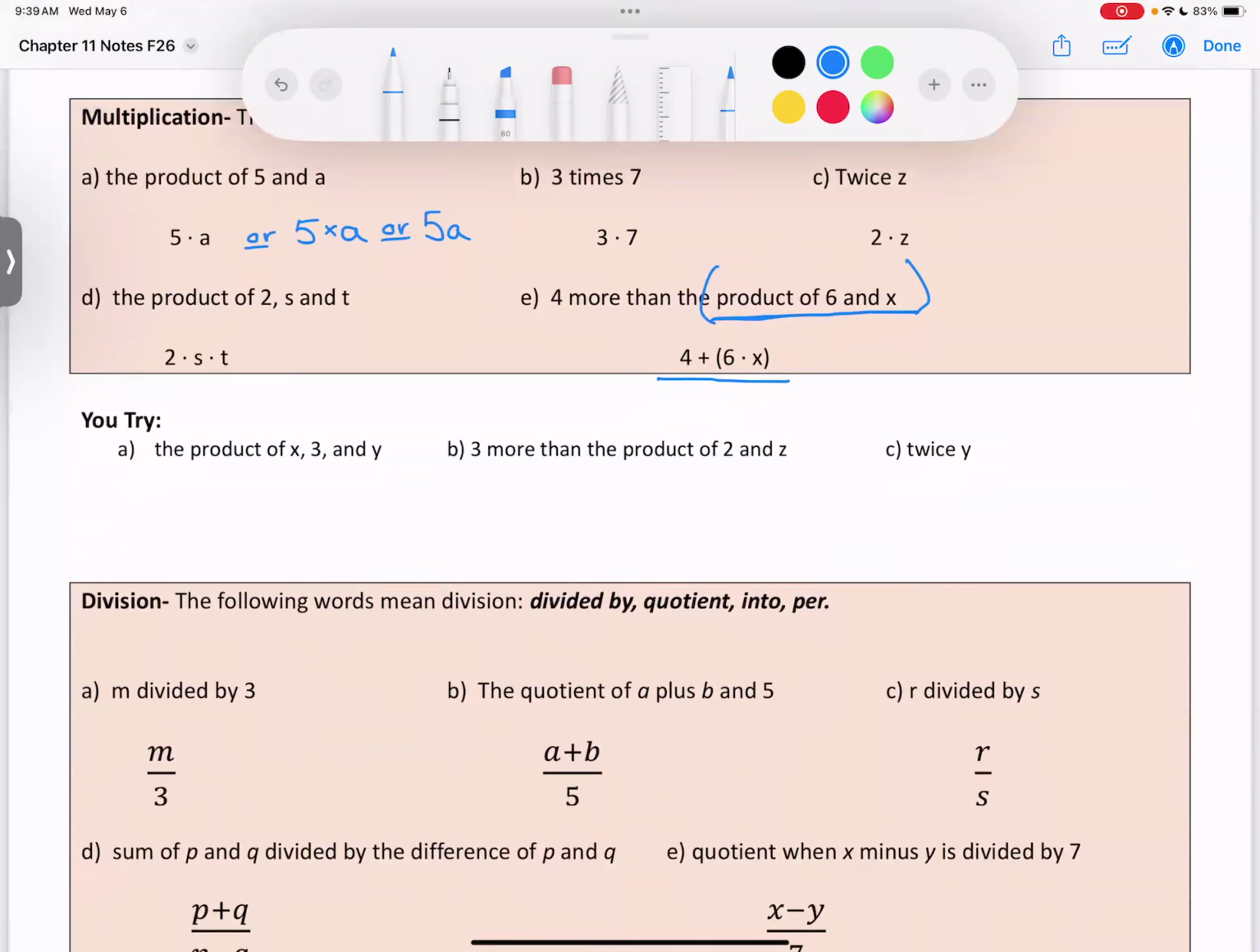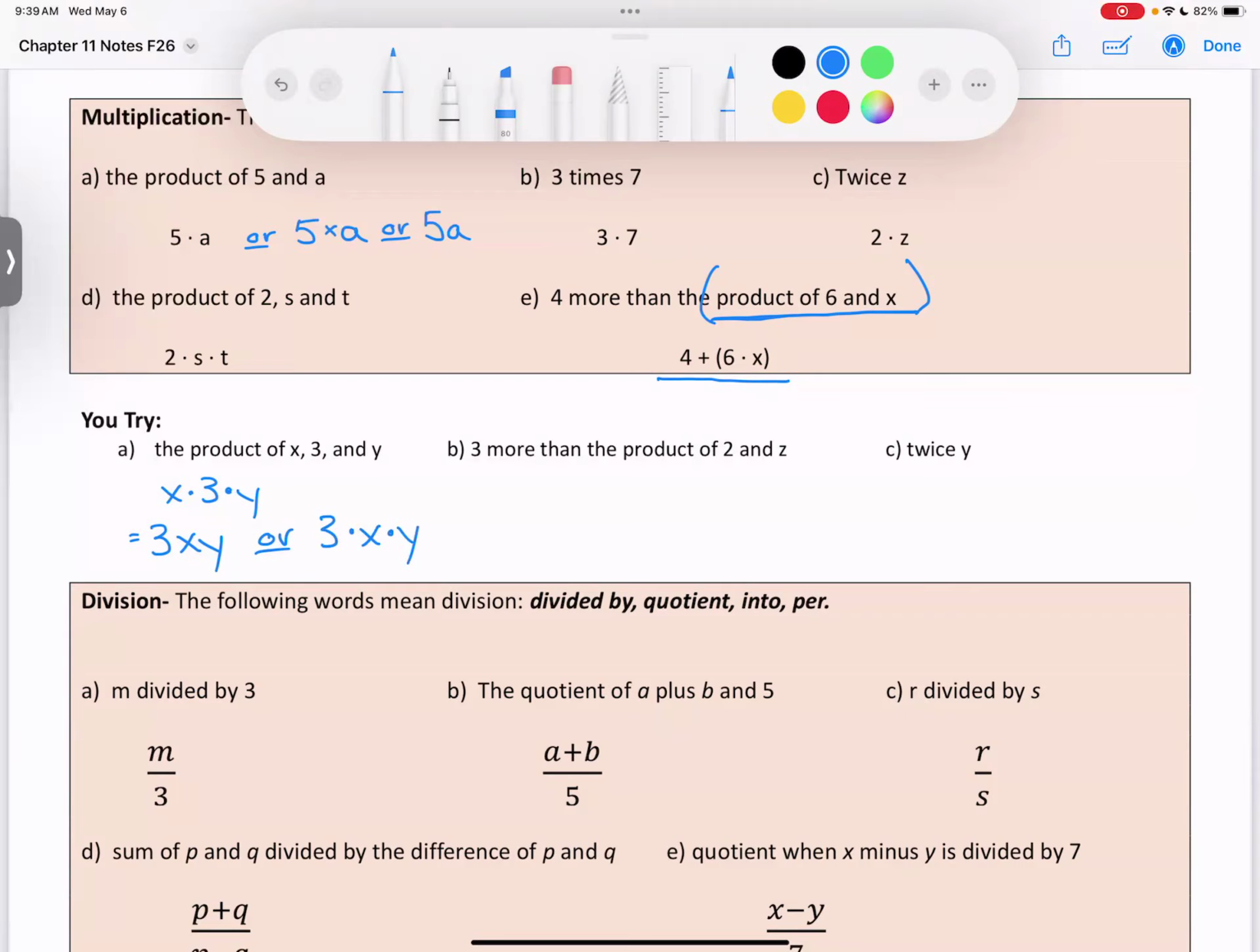So the product of x, 3, and y would be x times 3 times y. Usually we write the number out front, so I would write that as 3xy, or if you like to add the dots in just to emphasize you're multiplying, you're welcome to do so.